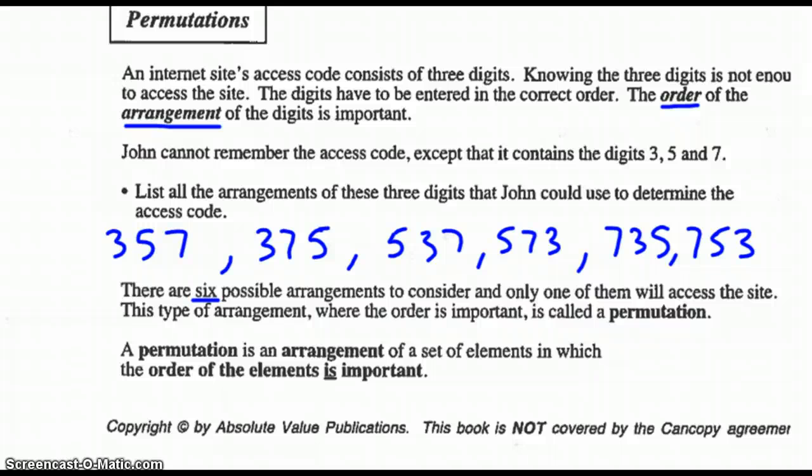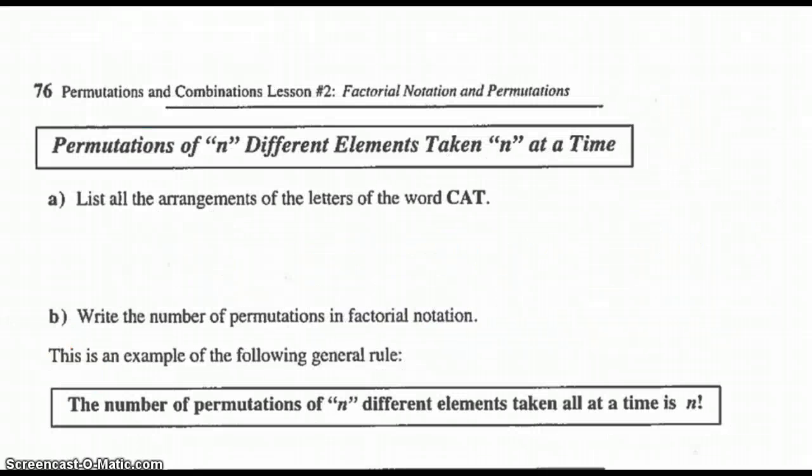This type of arrangement where order is important is called a permutation. So a permutation is an arrangement of objects of a set of elements in which the order of the elements is important. Can't stress that enough. That's a permutation. Order is important. Permutations with n different elements taken n at a time.